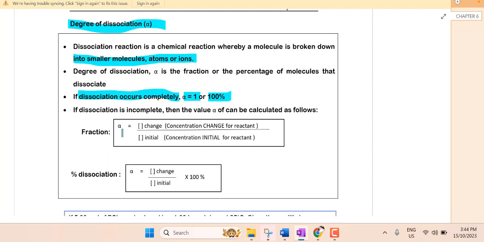So how to calculate alpha? Alpha is equal to the concentration change. In other words, it is the concentration of the molecule that dissociates. So in this case, we will look at our ICE table. We look at the reactant, and take the value at the C part. Concentration change for the reactant refers to the concentration of the molecule that dissociates, divided by the initial concentration.